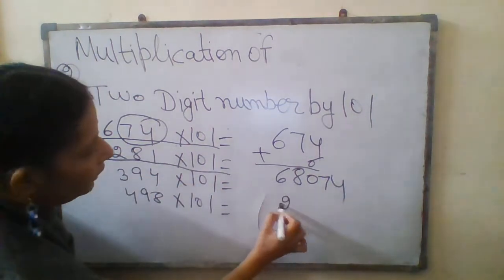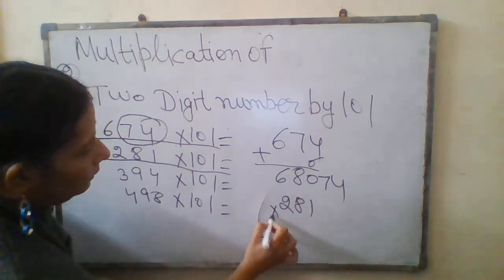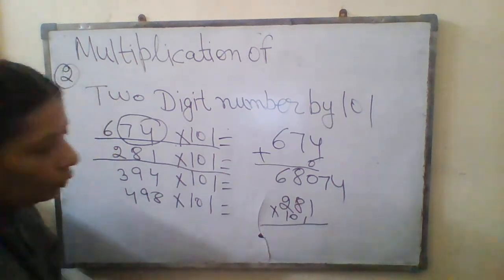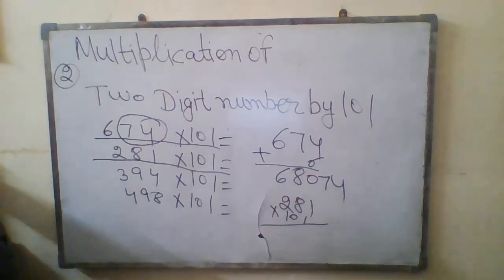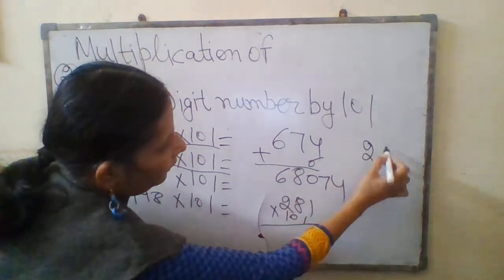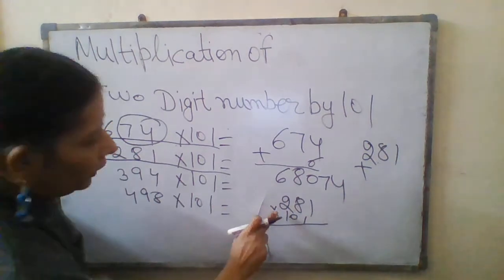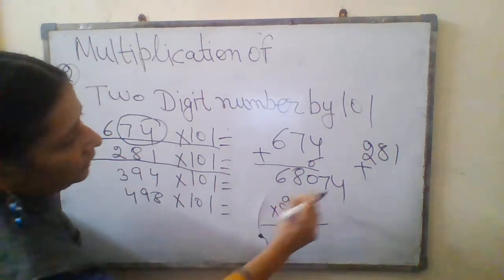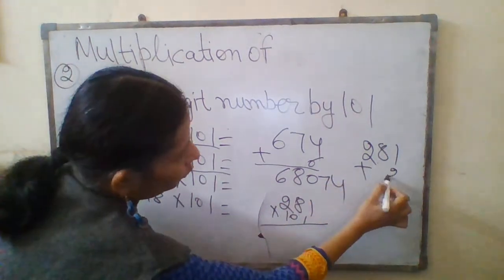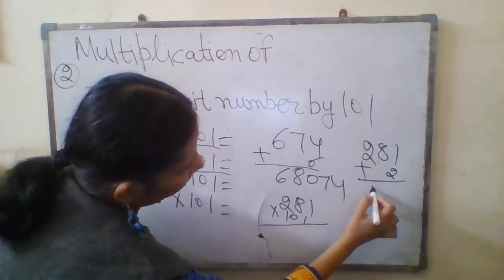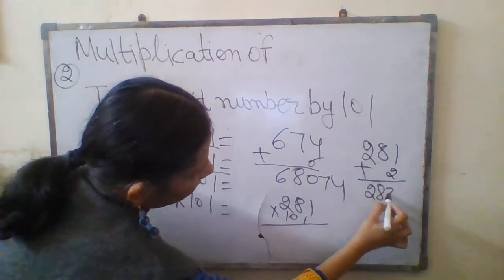Okay, 281 multiplied by 101. So how will you solve it? First, what will you do here? You look here: 281, then you have to add the first number here. The first number here is this 2, so you add this 2. So this will be equal to 283.